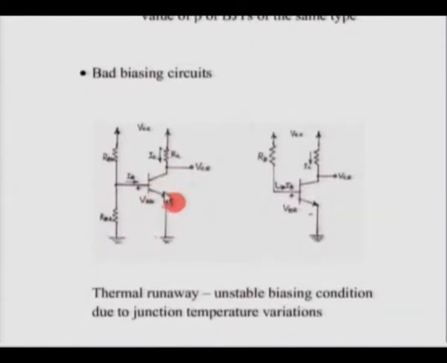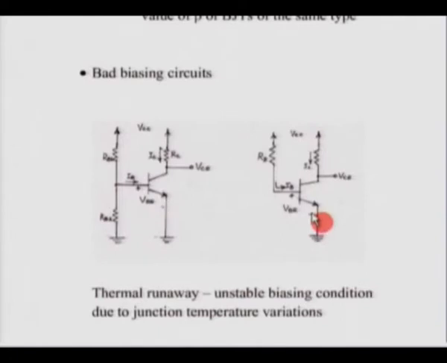Now once the current increases, we would have another increase in temperature, junction temperature, which would again make the VB again decrease, and then we have a process called thermal runaway, which is essentially a name given for an unstable biasing condition. So we see that this circuit is not suitable, it is a bad biasing circuit.